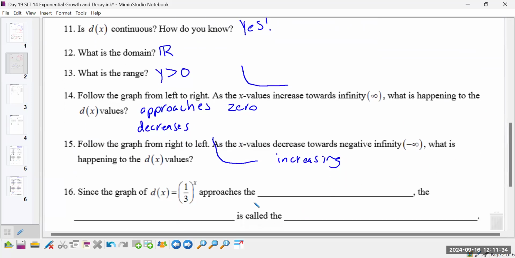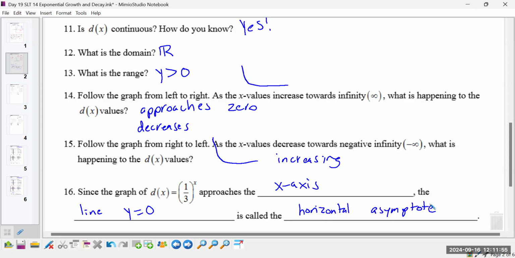Okay, so like before, since the graph approaches the x-axis, the line y equals 0 is called the horizontal asymptote.